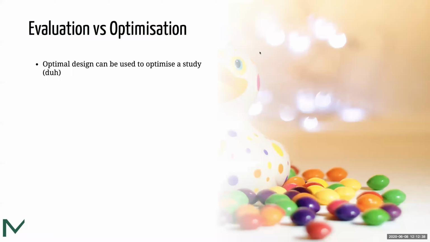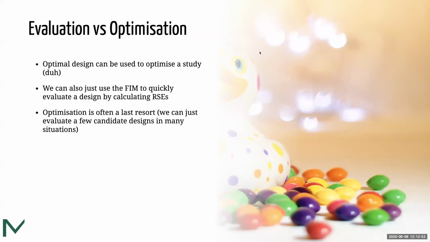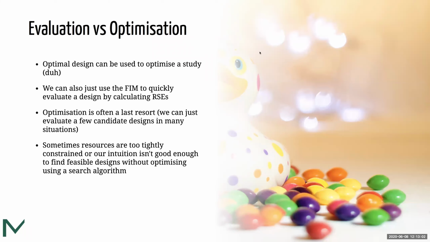So optimal design can be used to optimize designs, of course, but we can also just use this information matrix to quickly evaluate a design, to calculate the relative standard errors. A lot of the time, optimization is just a last resort, so we can evaluate a handful of designs and find that at least one of those is good enough to move forward. But sometimes there are situations where, for some reason, you're not able to find a good design just by using intuition, so you need to optimize using a search algorithm. So I'm going to show you some examples of that.